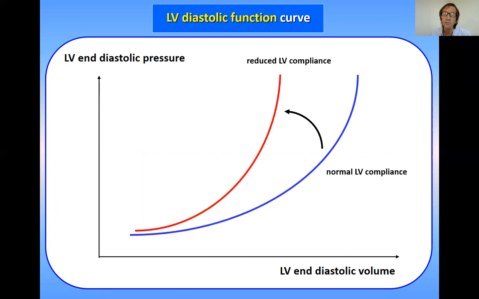And therefore, if you give fluid while the ventricle is small but with normal compliance, you should not have a huge increase in the pressure. But if there is a reduction of the compliance of the left ventricle, you should have a huge increase in the end-diastolic pressure of the left ventricle. And this can happen in clinical conditions, for example, in patients with ischemic cardiomyopathy and other pathological conditions.